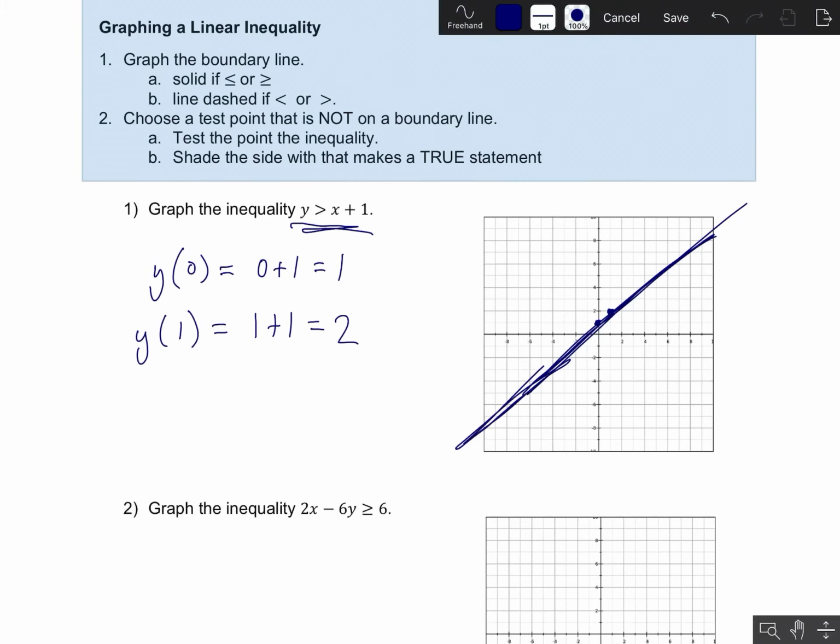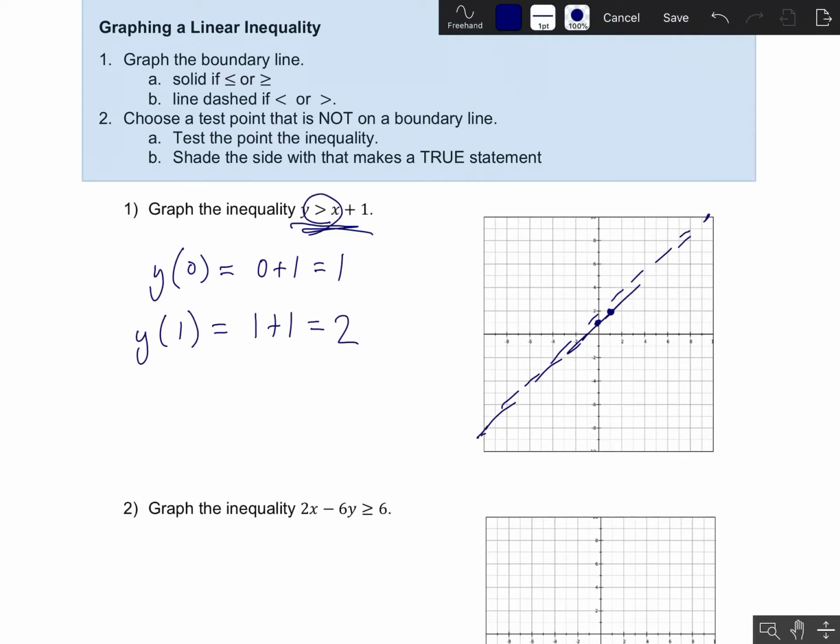And now the goal is to decide which side of this line is the solution set. Oh, sorry, this should actually be a dotted line. So this is going to be a little bit messy, but here I have a dotted line. That's because this line does not belong to the solution set.